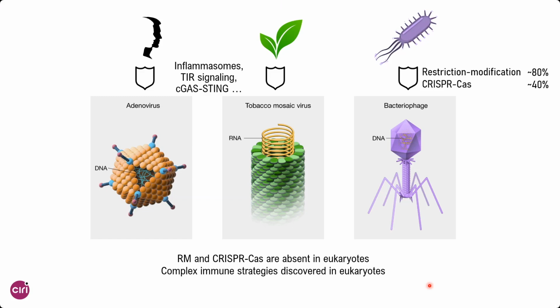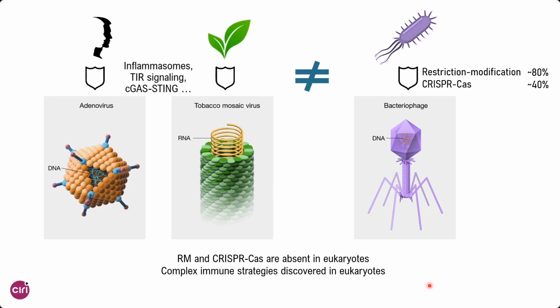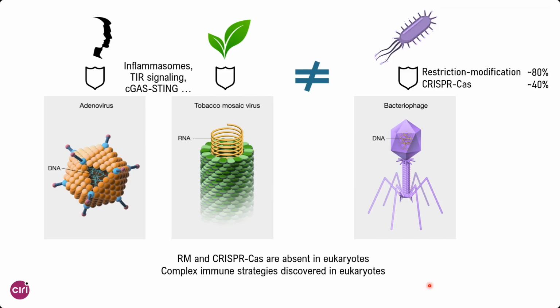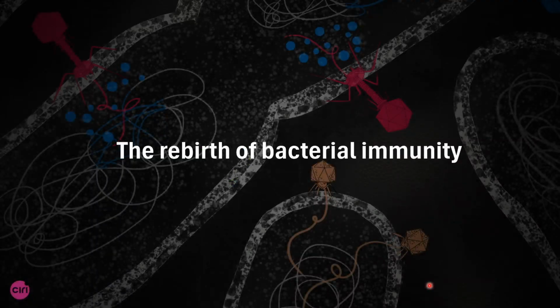And altogether, this led to a paradigm which was that prokaryotes and eukaryotes have nothing in common in terms of immunity, simply because the enzymes, the actors that we know, are not found in the other domain of life. And this could be explained simply because the viruses that infect those organisms are just super different, so there's no reason why they would have similar defense systems. But in the rest of the talk, you'll see that this was an old paradigm that was shown to be wrong. And it all restarted something like 10 years ago.